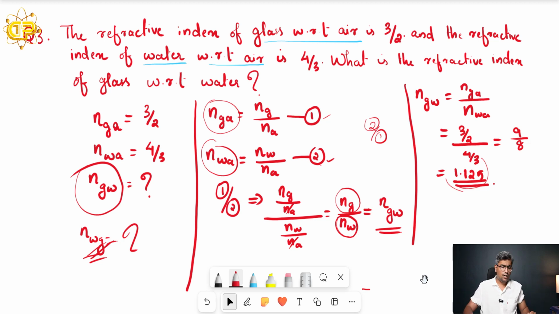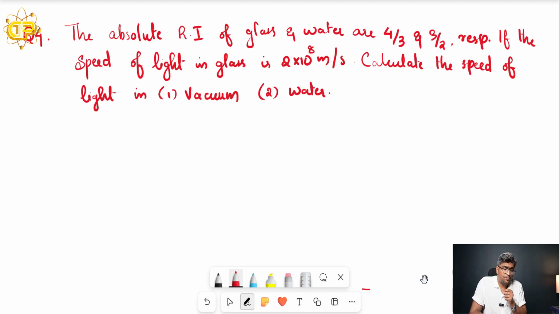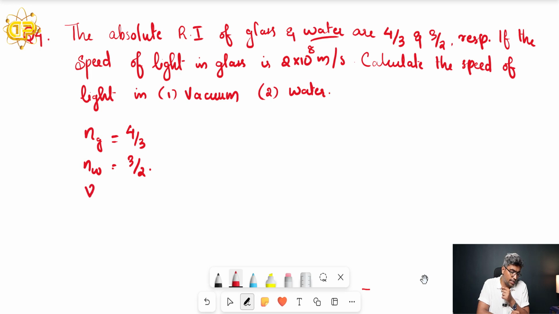Now the last question is for you to do as homework. Do it, get the answer, pin it in the comments, and see whether you are getting the correct answer. The absolute refractive index of glass, Ng, is 4 by 3, and the absolute refractive index of water, Nw, is 3 by 2. The speed of light in glass is given as 2 into 10 raised to 8 meter per second. You are asked to find the speed of light in vacuum and the speed of light in water.